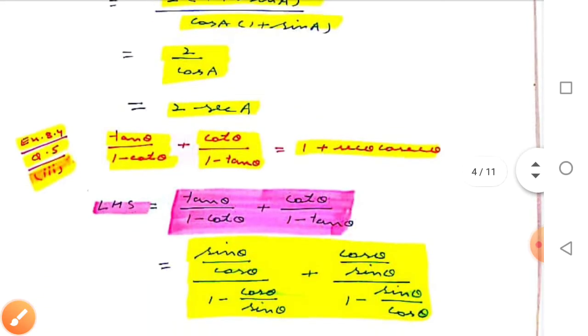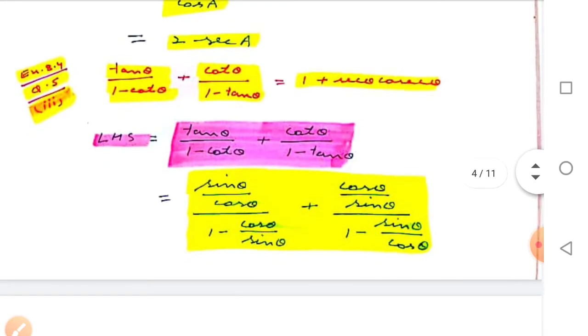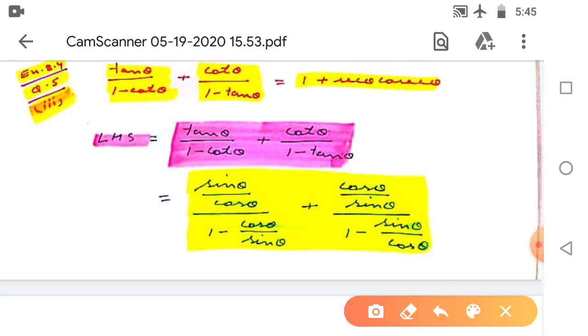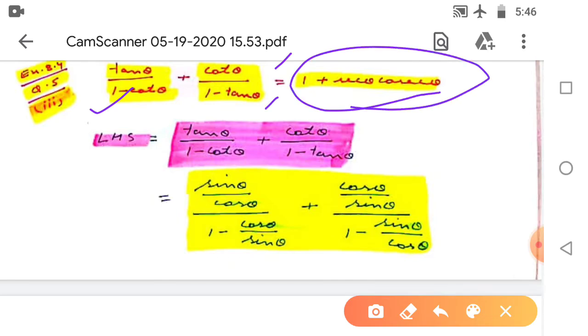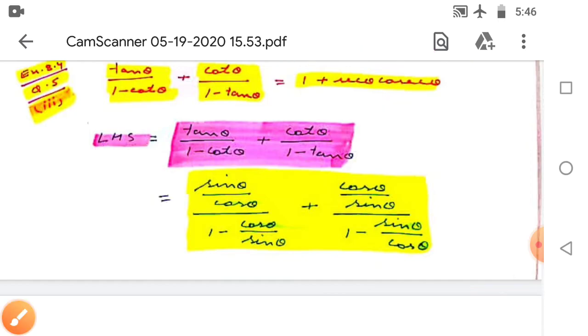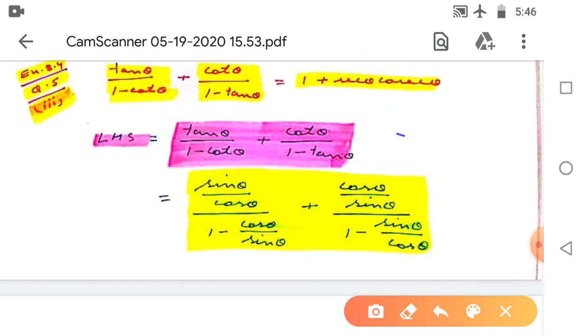So come to the third part of this question, number 5. Fine. The question is tan theta upon 1 minus cot theta plus cot theta upon 1 minus tan theta is equal to 1 plus sec theta cosec theta. This is our RHS. Okay. Now we have to start with LHS and reach here. Clear? Fine. Okay. Now look at the LHS.